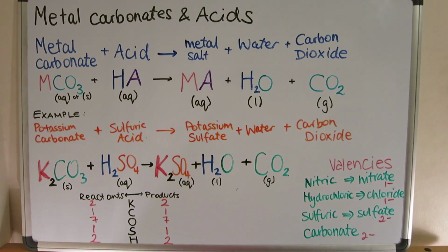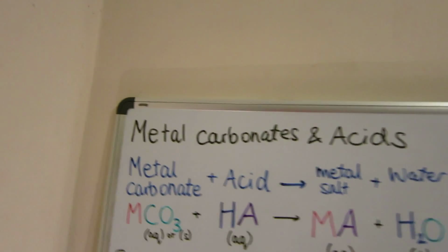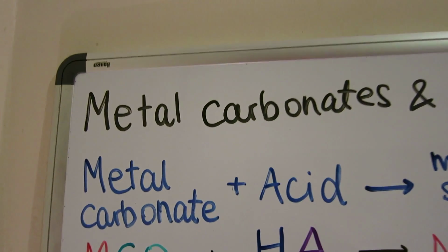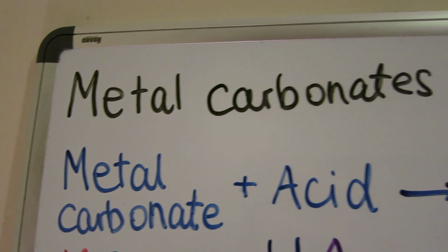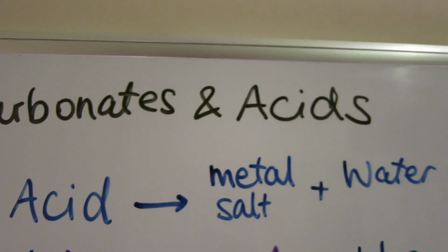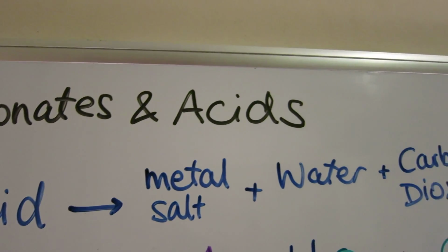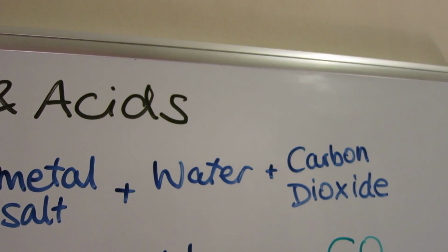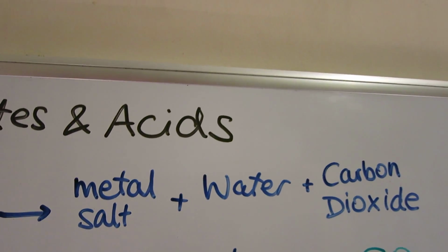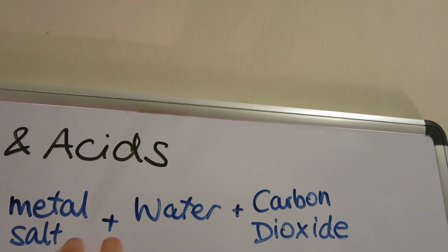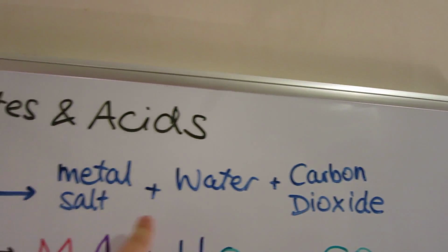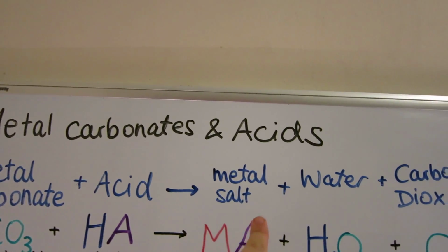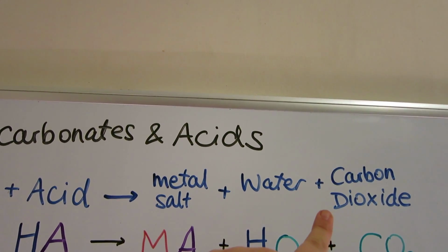So our next reaction, we're going to be looking at metal carbonates with acids. So our generic equation, let's start with that. We have a metal carbonate with an acid producing a metal salt, or just a salt, with also water and carbon dioxide. So instead of just having two things produced, we have three in this equation. So remember: metal carbonate, acid, salt, water, carbon dioxide.